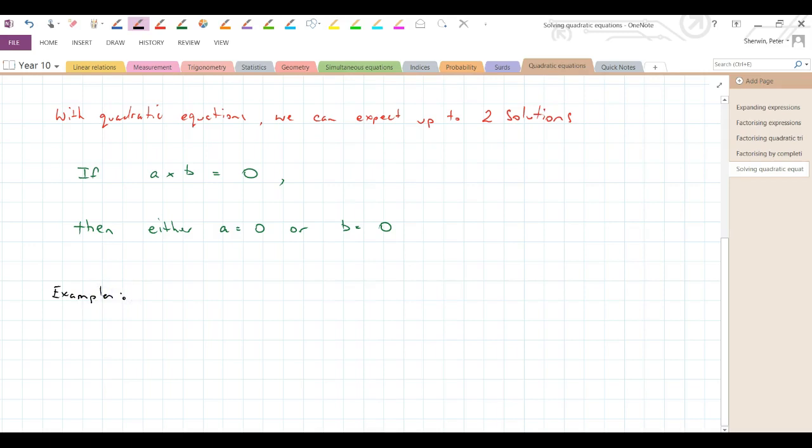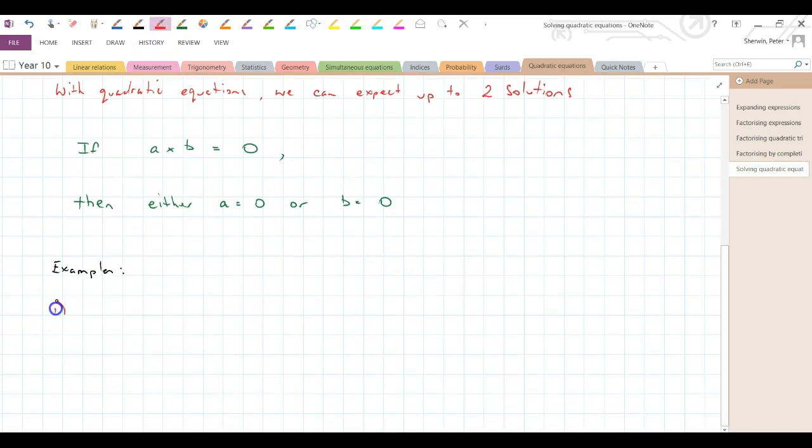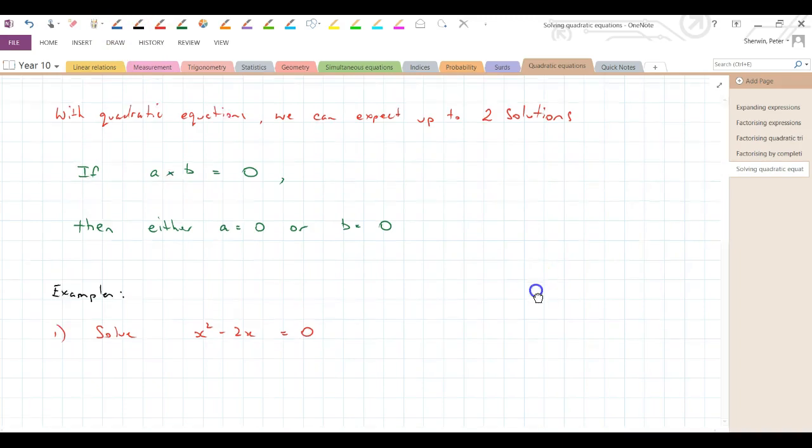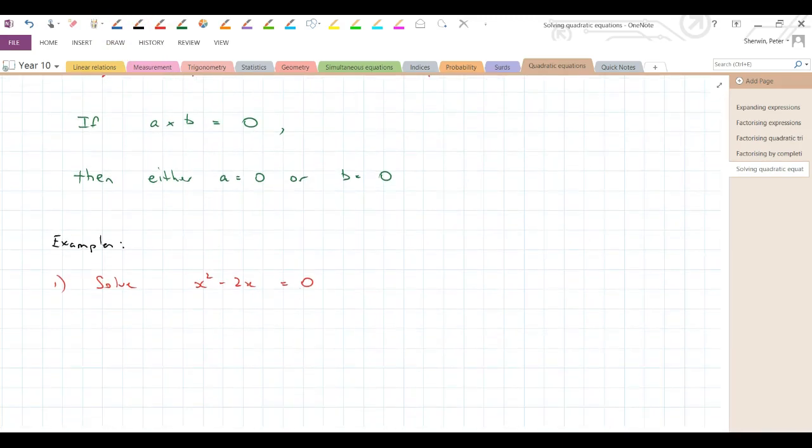We'll have a look at some examples here, and we'll start off with a quadratic binomial. Solve x squared minus 2x equals 0. With any sort of quadratic equation, we're looking to factorize first. That's why we went through all those factorization skills, and why I emphasize it so much, because solving equations is based on factorizing. I should have said first, get 0 on the right hand side. Secondly, factorize.